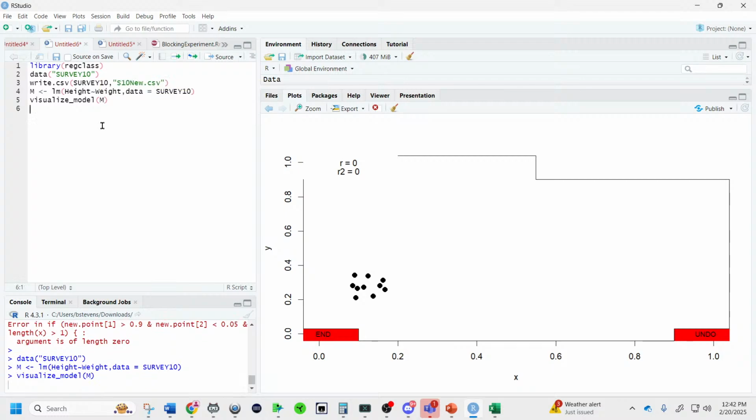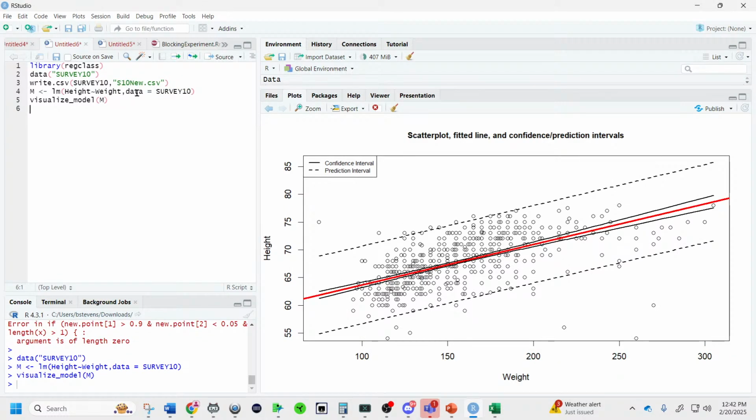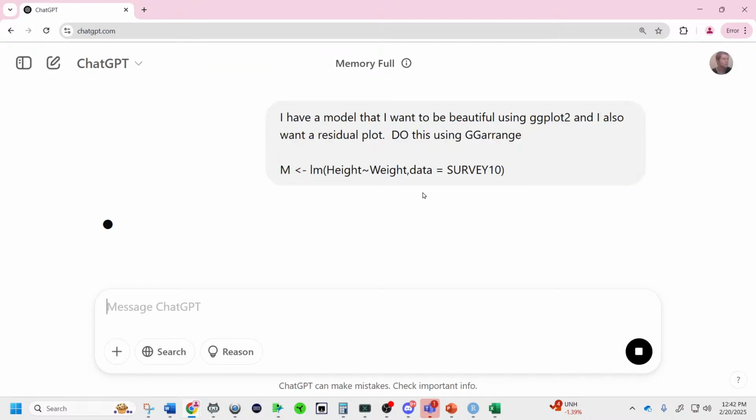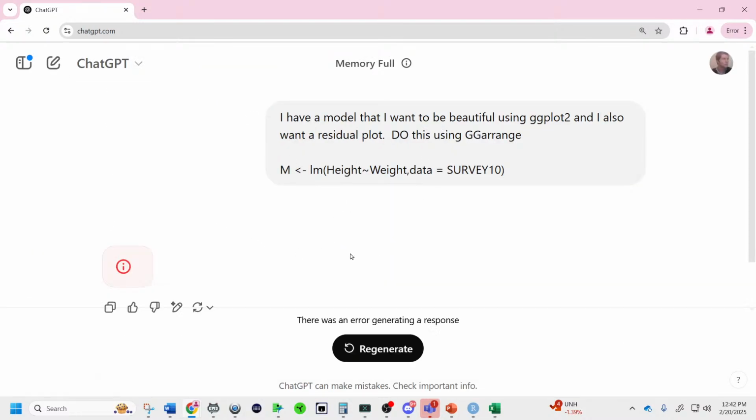We can visualize the model, but that is a meh visualization. So what I would do is I would drop this into ChatGPT. And I would say to it, I have a model that I want to be beautiful using ggplot2, and I also want a residual plot. Do this using ggArrange. Okay, here we go. And hopefully ChatGPT is not down.